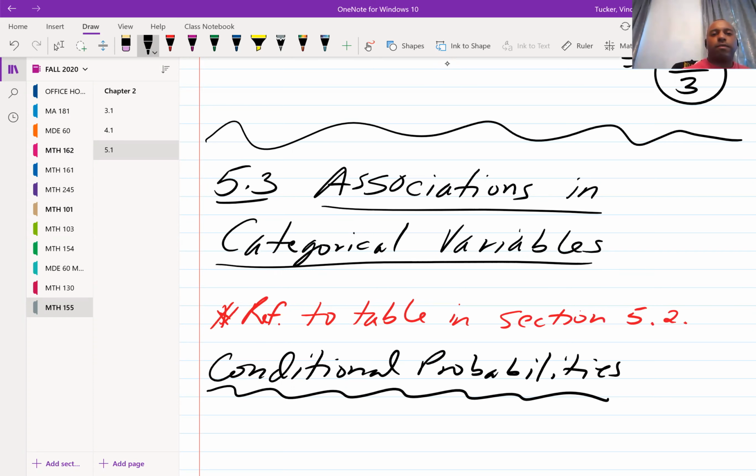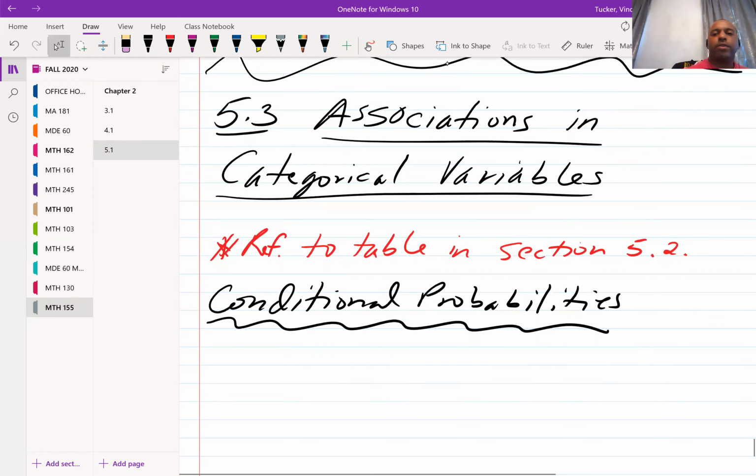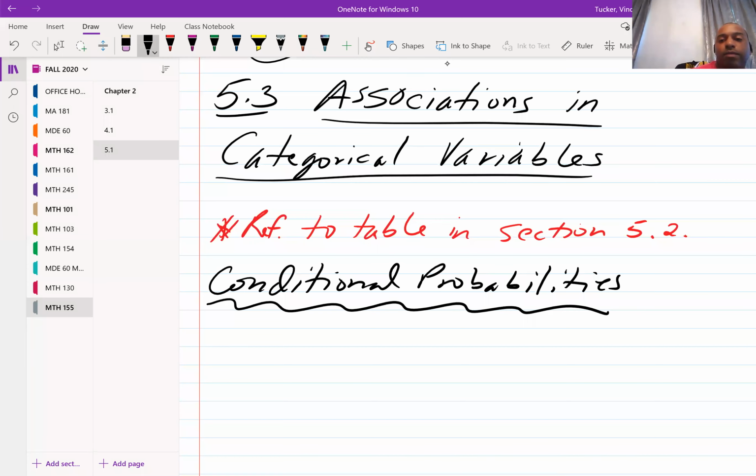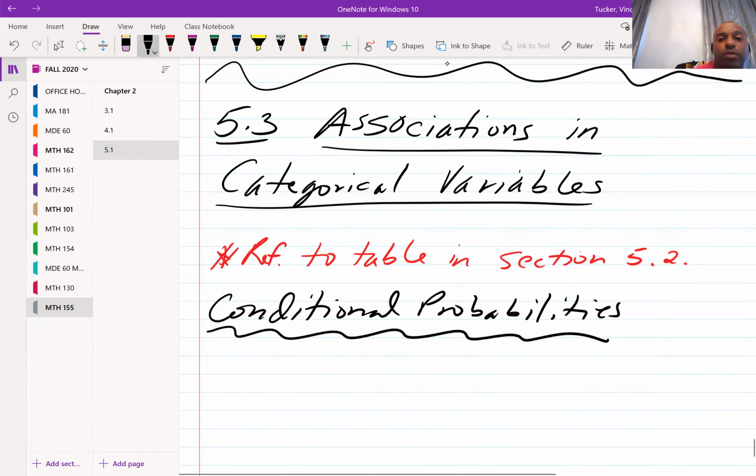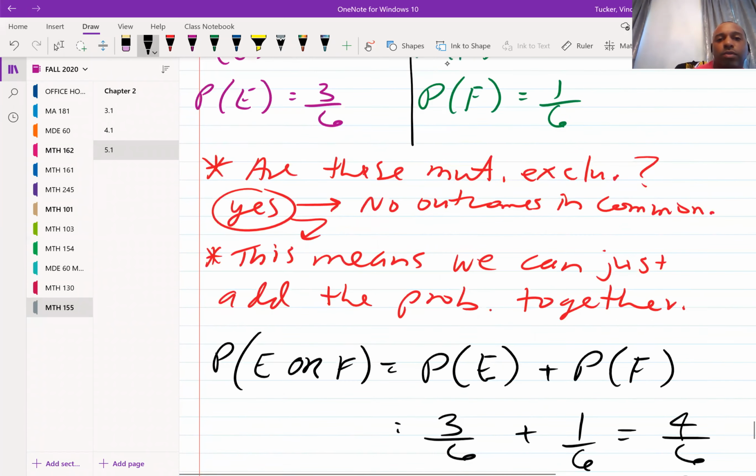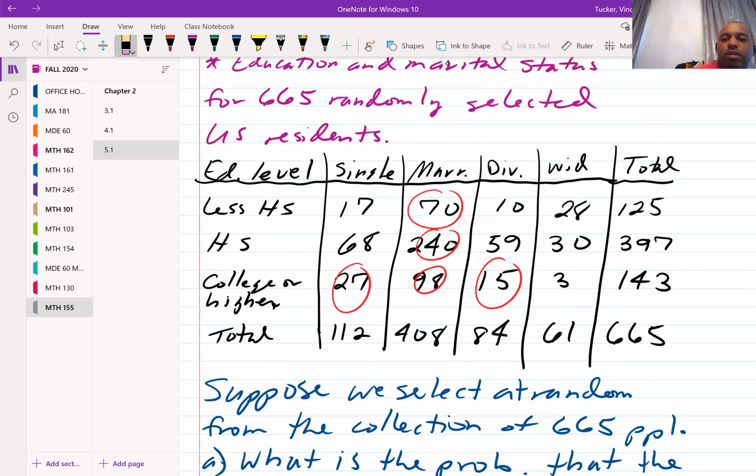All right, so we're looking at 5.3, associations and categorical variables, and we are going to refer to the table in section 5.2. So for those who didn't see that table, maybe missed last class, that is this table right here.